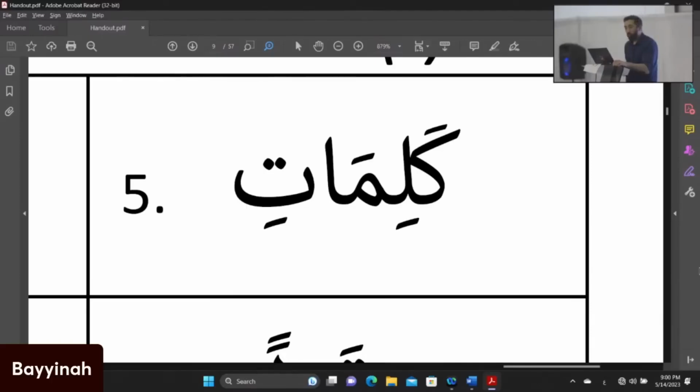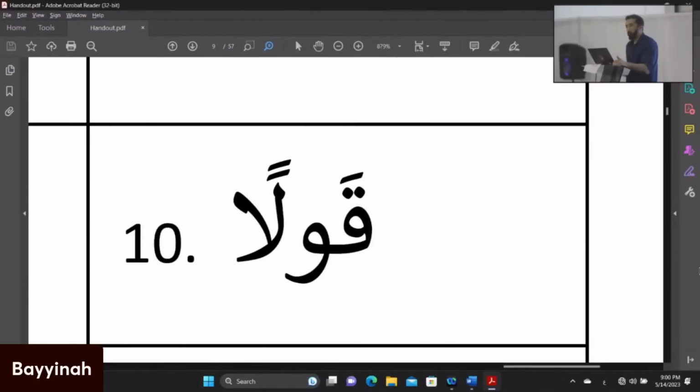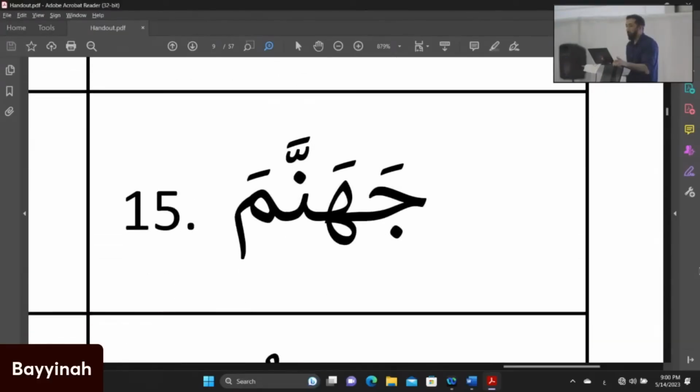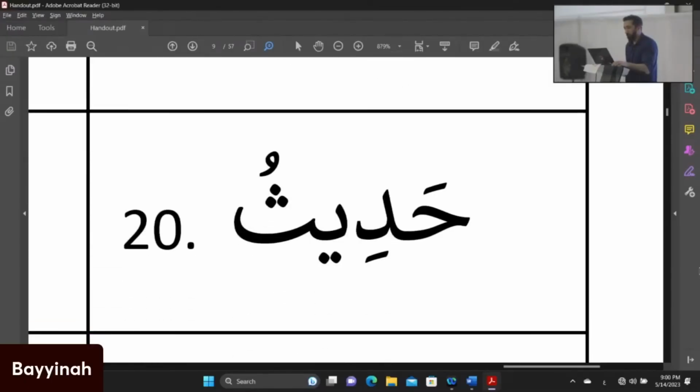Light. What's the heavy version? Kalimatin. Wonderful. Qawlan. Heavy. Light version. Qawla. With an alif or without an alif? Without an alif. Qawla. Jahannama. Light. Light. Jahannaman, which is not correct, but yes, Jahannaman. I'll explain that in a second.